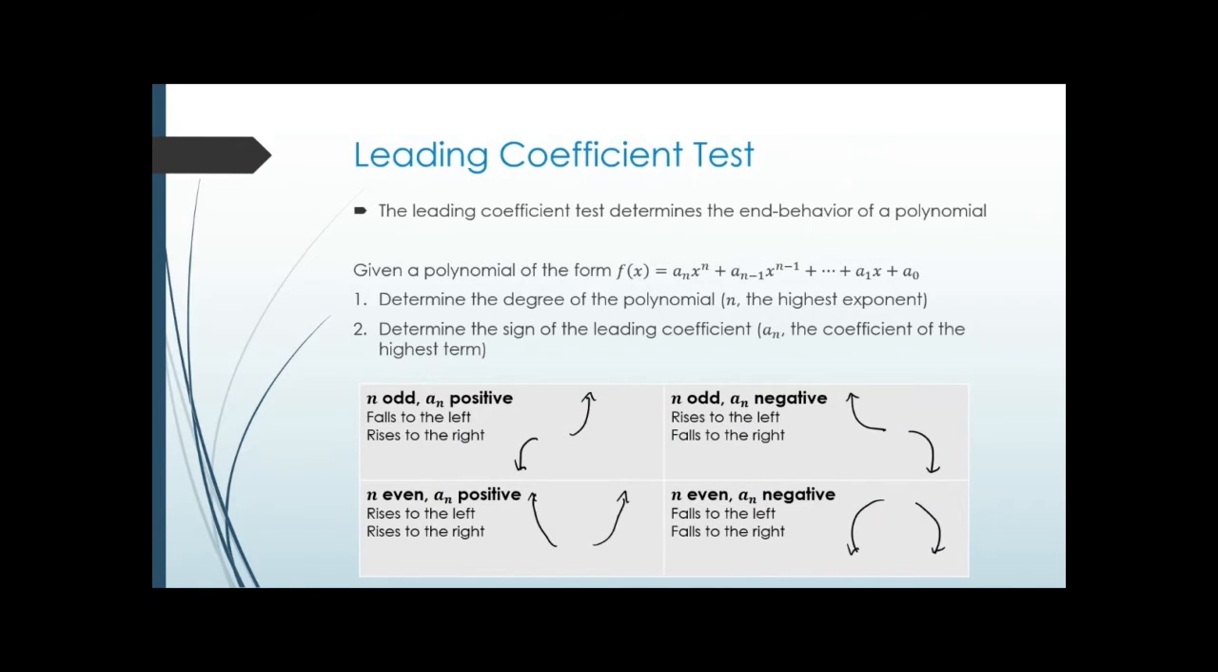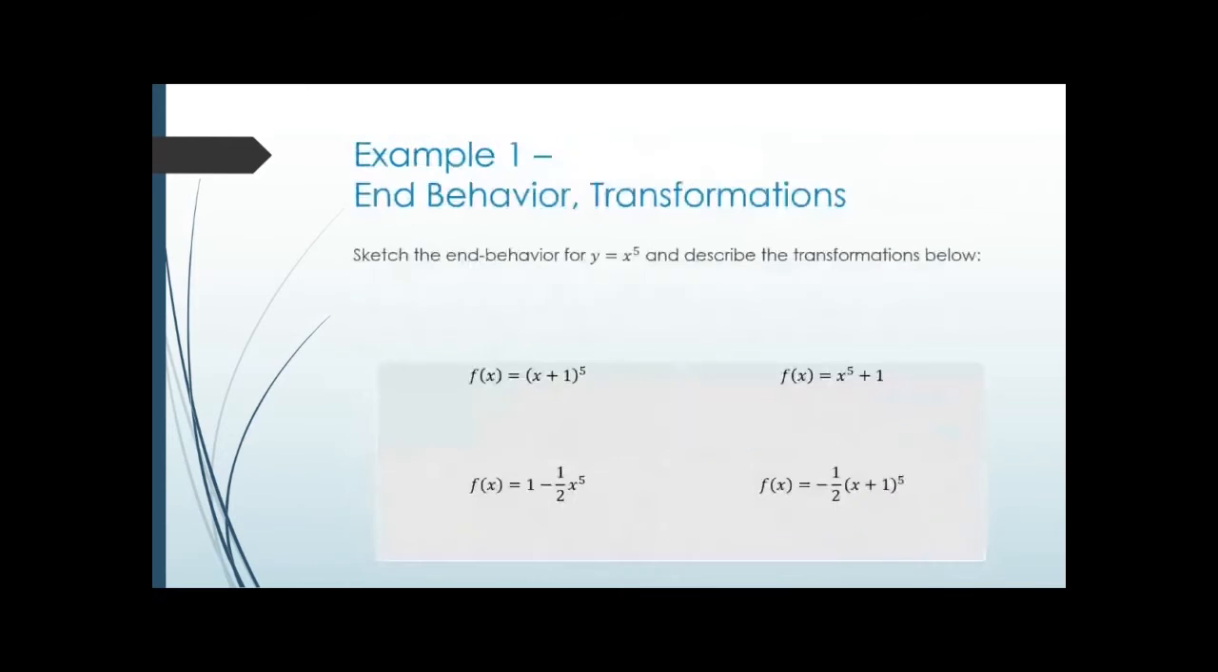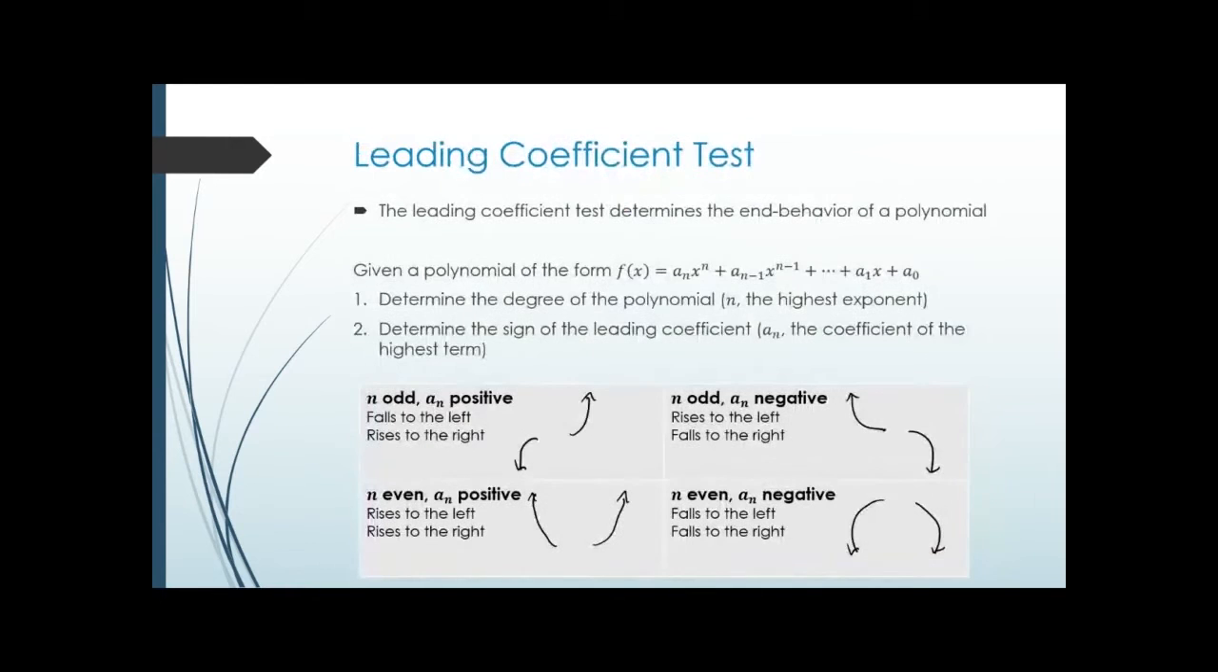To use the leading coefficient test, you start with your polynomial, and you start by determining the degree of the polynomial, which, as I said, is the highest exponent. It's either going to be even or odd, and that gives you your two basic shapes, the same shapes that we have here. So you're looking at that degree so that you can determine your basic shape. And then you're looking at the coefficient of that term, which is the number in front of it.